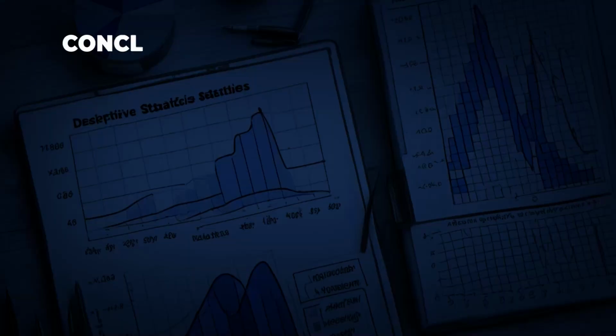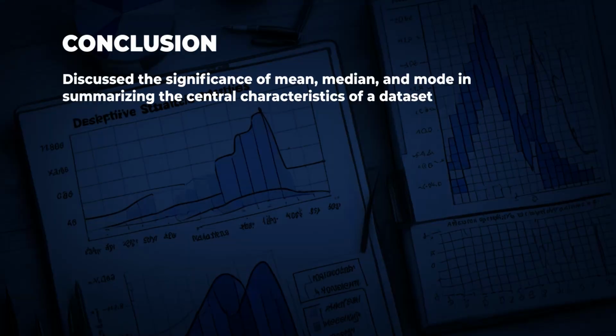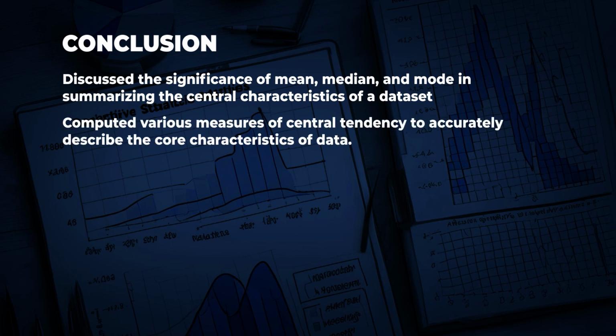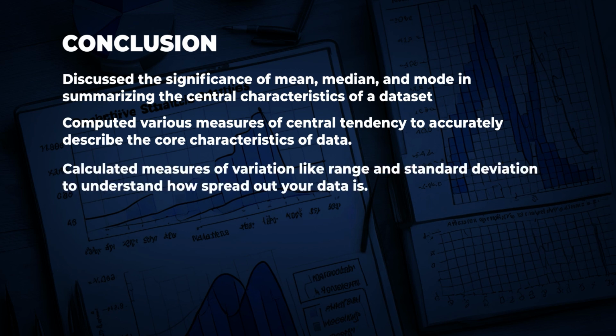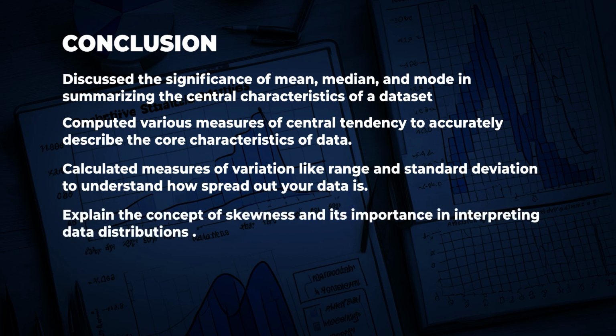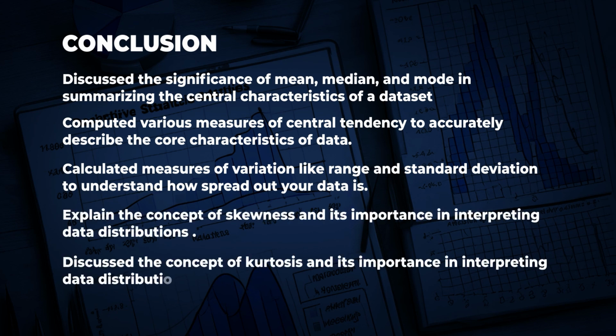So now we can conclude the session. In this session we have discussed the significance of mean, median and mode in summarizing the central characteristics of a data set. We computed various measures of central tendency to accurately describe the core characteristics of data. We calculated measures of variation like range and standard deviation to understand how spread out your data is. We explained the concept of skewness, and we also discussed the concept of kurtosis. Now you can check your progress.